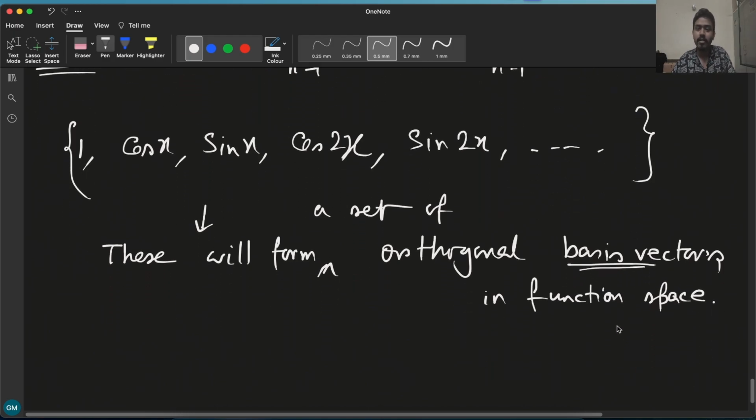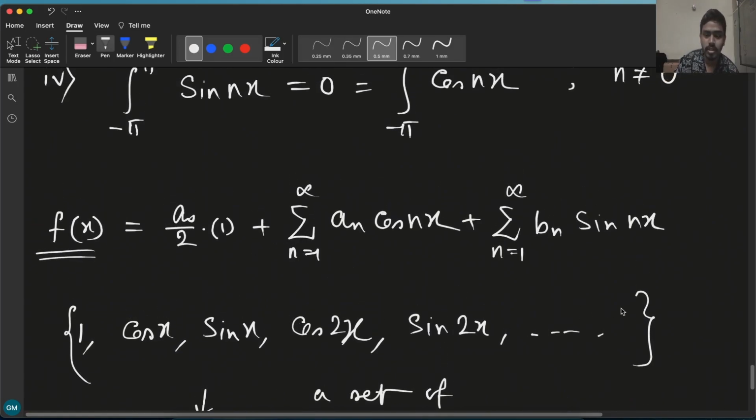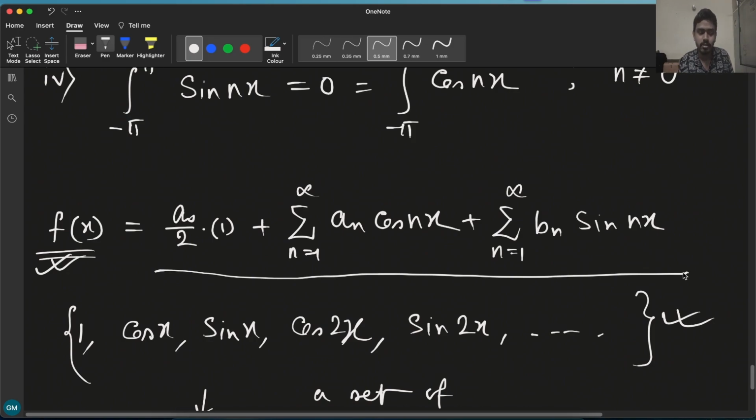Okay, and as a result, just like in Cartesian vectors in 3D, if we have any three orthogonal vectors, for example i hat, j hat, k hat, we can write any vector as a linear combination of them. That's how we are writing the Fourier series. We treat this set of orthogonal vectors as a basis, and any function subject to the Dirichlet conditions can be written as a linear combination of these basis vectors. So that's what we did in Fourier series.